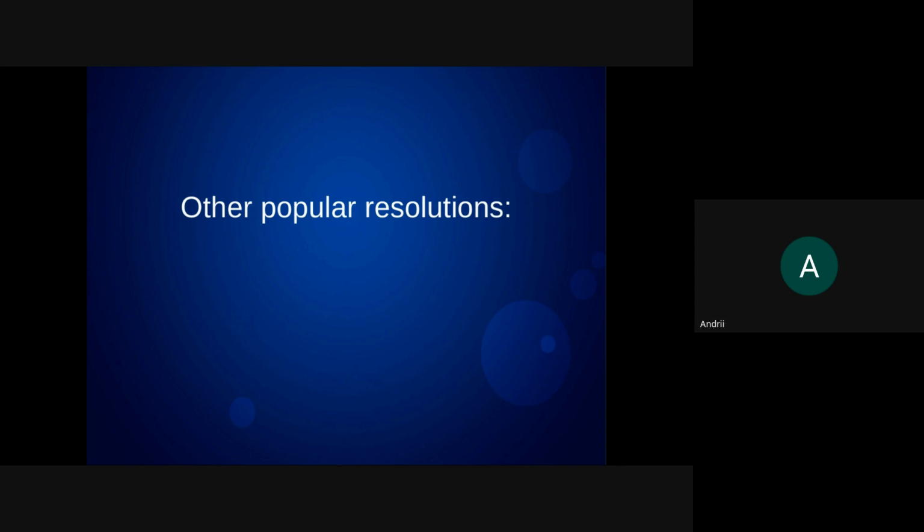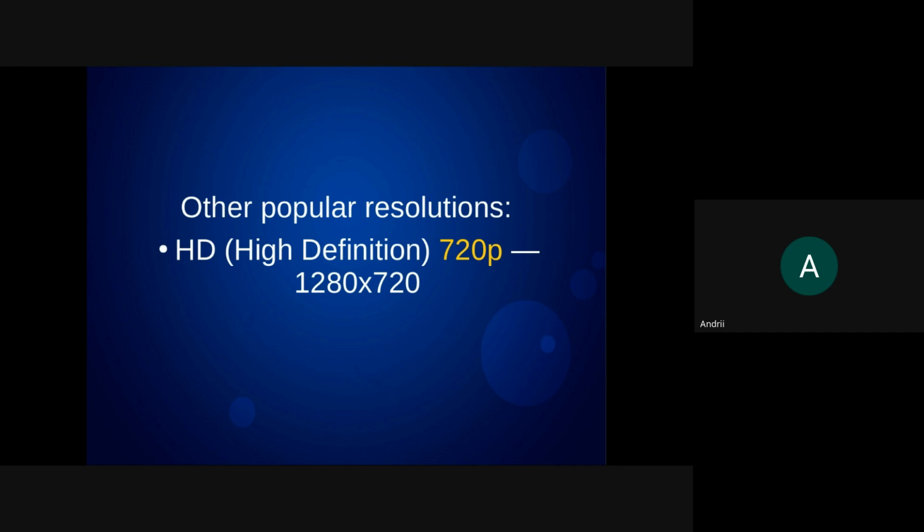And there are also other popular resolutions like HD, high definition, 720p, which is 1280 by 720. Probably nowadays you cannot call it really high definition, but like 15 years ago or maybe 13 years ago, it was great. Then 5 years later, like HD was introduced somewhere in the middle of 2000s. Then 7 years later, they introduced Full HD, which is 1920 by 1080 pixels. They usually call it 1080p.